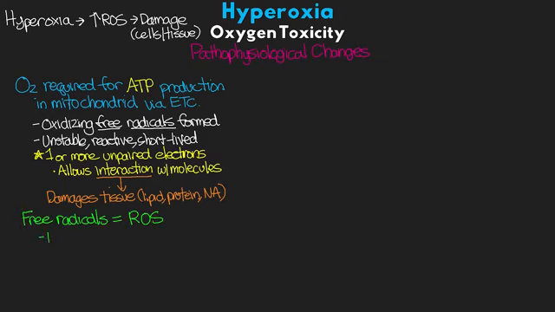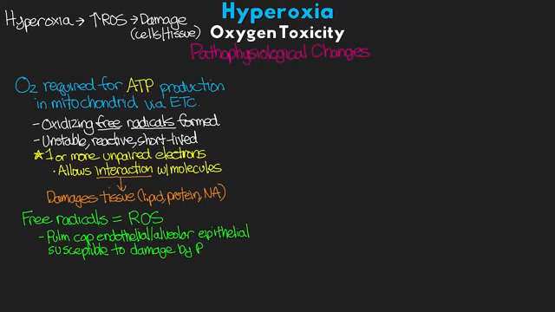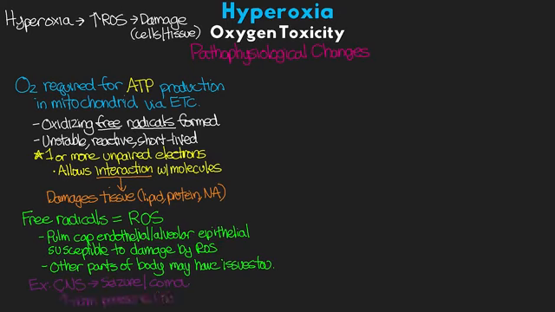Now, in our lungs, the pulmonary capillary endothelial cells, as well as the alveolar epithelial cells, are really susceptible to damage by reactive oxygen species, while other parts of the body may also manifest issues. For example, we can see effects on the central nervous system, with the most severe effects leading to seizure and coma, but this is typically the result when we're delivering oxygen at higher atmospheric pressures, such as in hyperbaric oxygen therapy, or you can think of it with scuba divers.